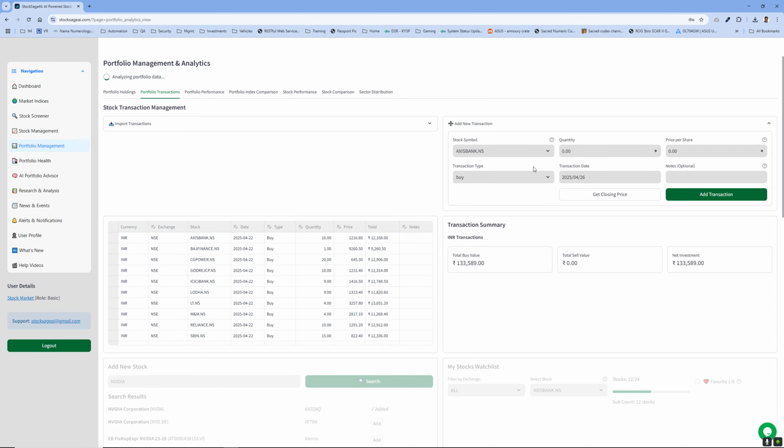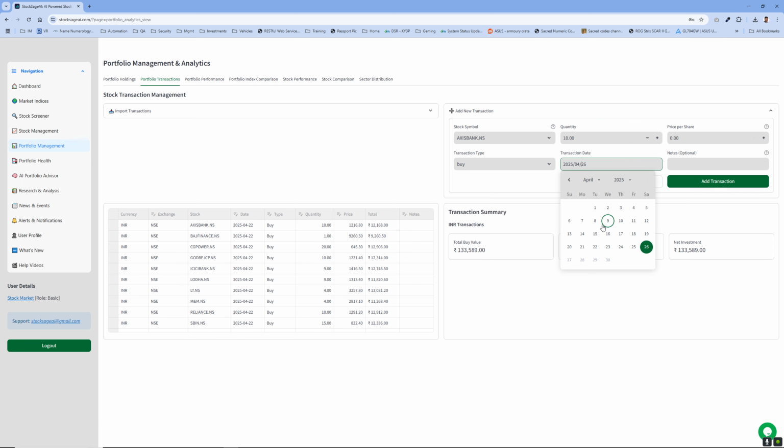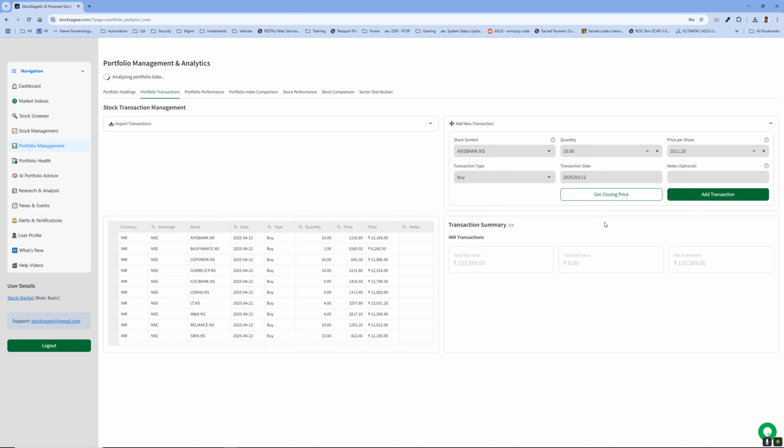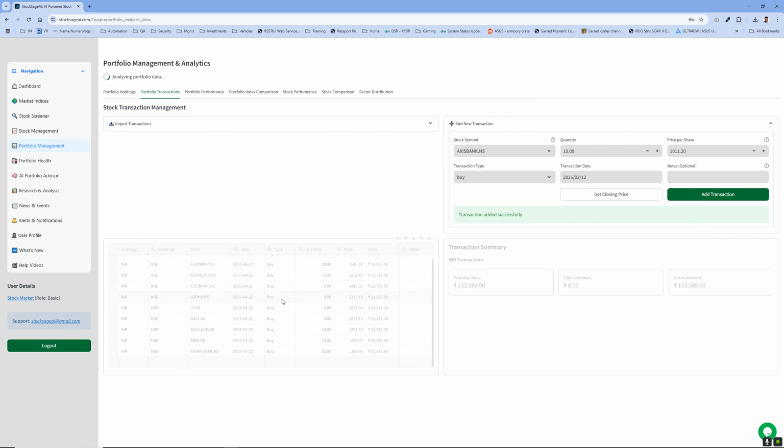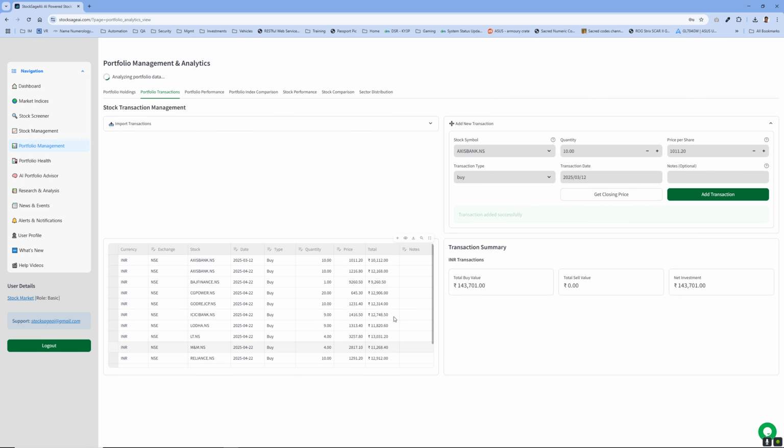So for a quick example, let me add, let's say, Axis Bank, 10 stocks, and let me choose, let's say, 12th March. I'll get the closing price of that stock for that day. If there is not much volatility, your buying price would be somewhere around this closing price only. So you can use this to get the closing price for that specific date and press Add Transaction. That transaction would be added onto this overall portfolio transaction list, and you can see it over here.